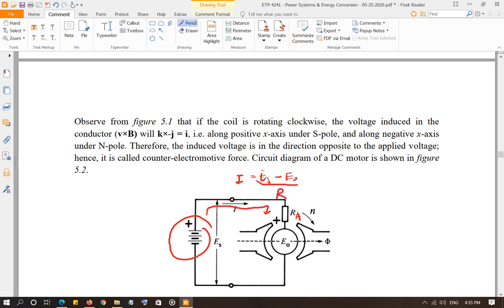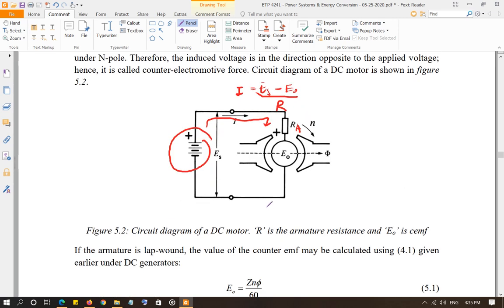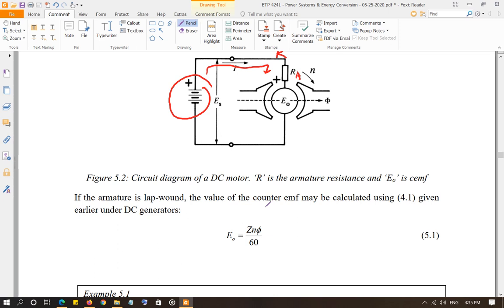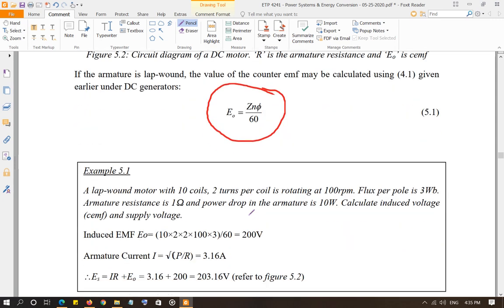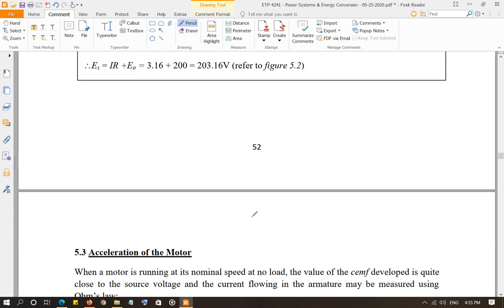Right, so the difference between ES and E naught, since they are in the same direction, divided by R. So this is the counter electromotive force. And of course, if it's a lap wound motor, then E naught, the induced voltage in the coil, can be calculated using Z and phi over 60. Go ahead and look at the example.